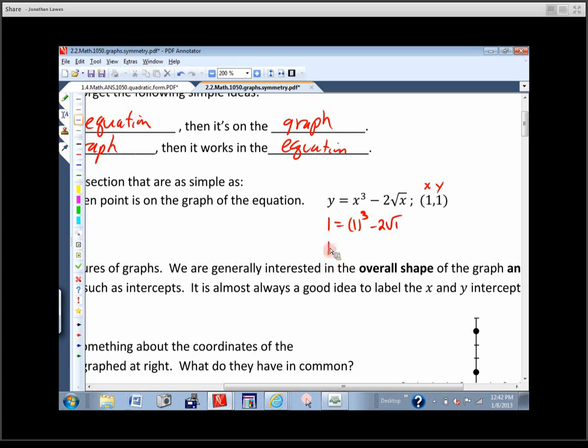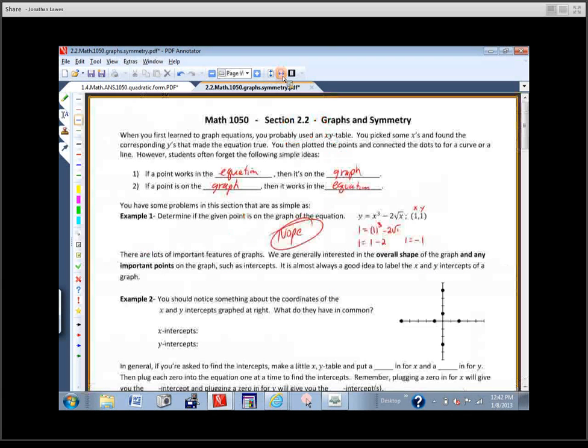So this is 1 equals, this would be 1 minus 2. So that would be 1 equals negative 1. Does it work when we plug it into the equation? Nope. So it's not on the graph. I mean, it's literally that simple. Plug it in. If it works in the equation, then it's on the graph. If it doesn't, then there's no way it can be on the graph.